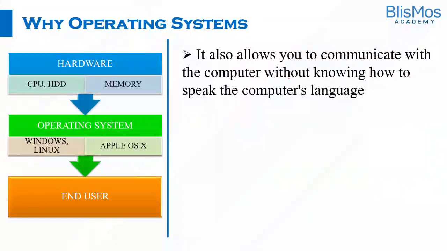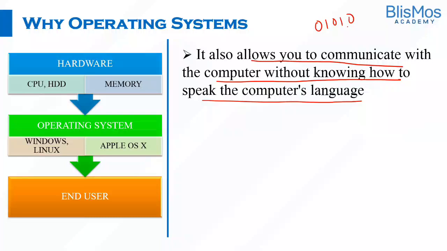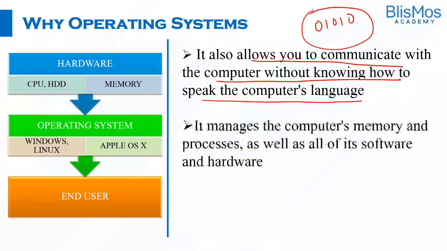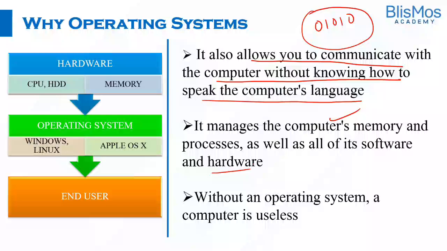But why do we need operating systems? Operating systems, as we already discussed as a part of the definition, allow us to communicate with the computer without knowing how to speak the computer's language. In a way, we already discussed this as a part of our system software or software introduction. We as human beings do not know the binary language, right? So we need an interface to communicate with the computer hardware. The operating system will make the communication easy for us, and it manages the computer's memory, processors, as well as software and hardware. So if there is no operating system in the computer, then computer is almost useless.